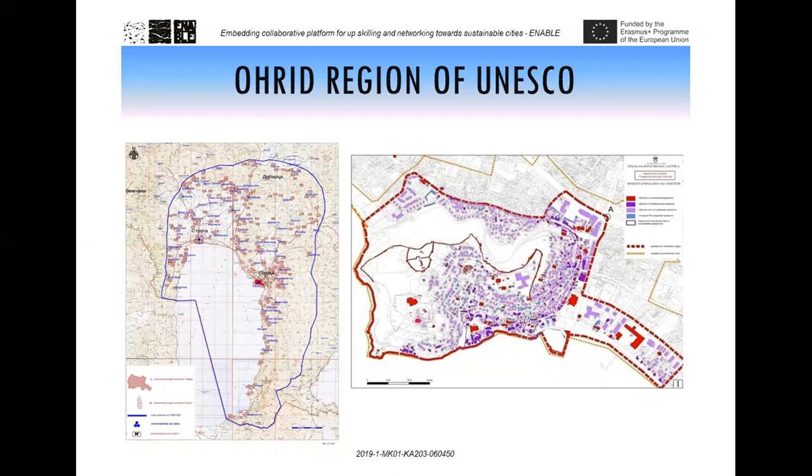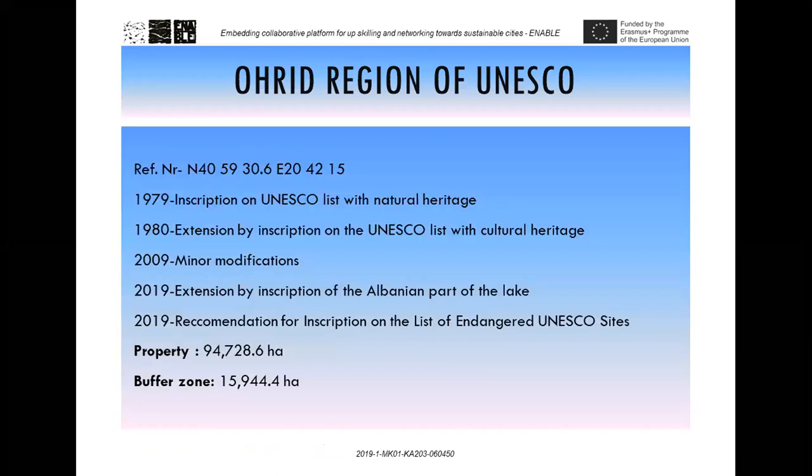And here we have a first, second, and third zone, and together with this gray line, it is actually the boundary zone of the city. The Ohrid region was inscribed on the UNESCO list in 1979. You can see the reference number as well. Only with the natural heritage, while one year later, in 1980, there was an extension by inscription on the UNESCO list also with the cultural heritage.